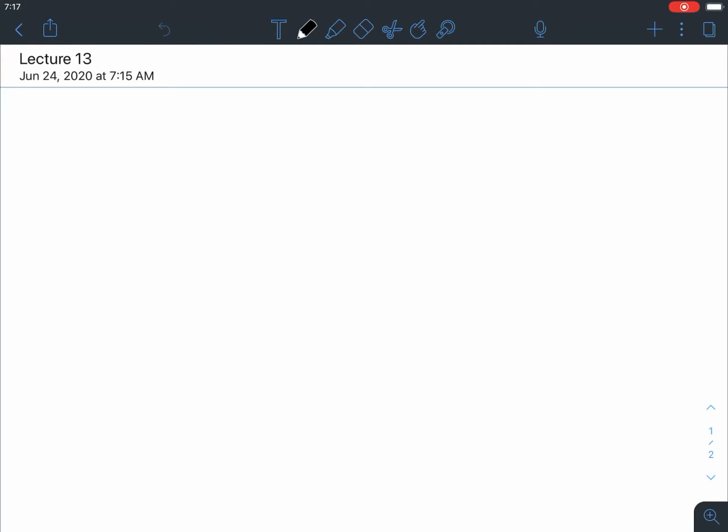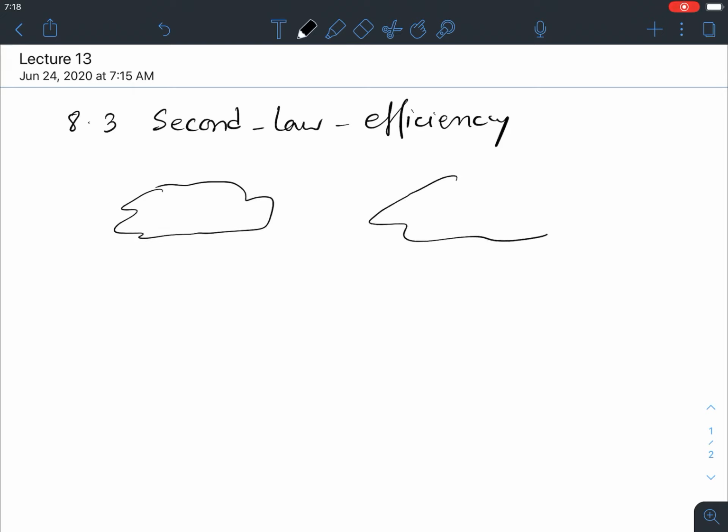All right. In the last class, we defined the exergy, and we also talked about the reversibility and irreversibility of a thermodynamic system and how it contributes to determining the exergy or useful work, right? So today we are going to talk about topic 8.3, which is second law efficiency. Let me give you two different examples.